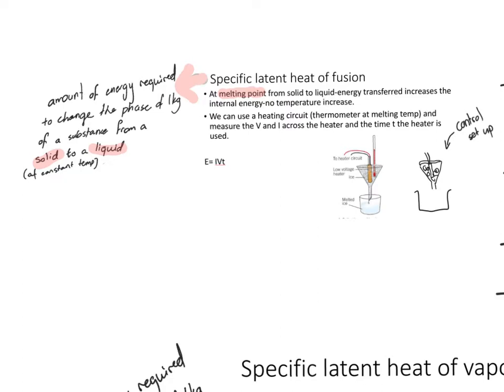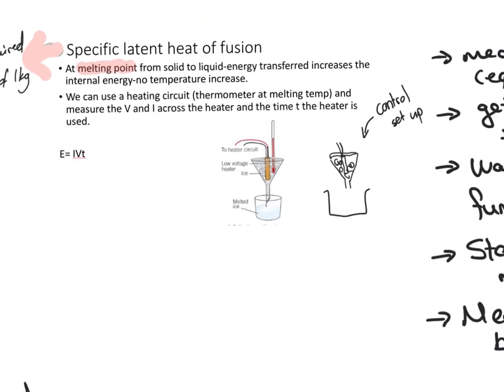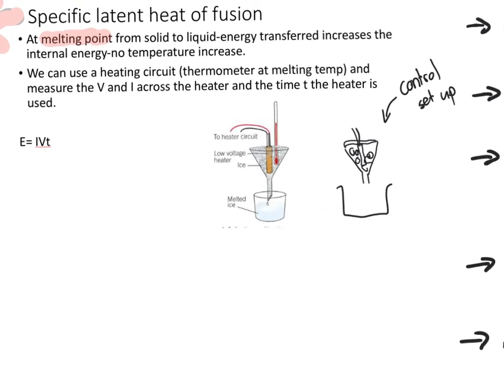It's very, very important. To investigate this change, we can use a heating circuit like we used before with specific heat capacity. So we'll need the equipment shown in the diagram and a few more things actually than that. You'll definitely need a thermometer.